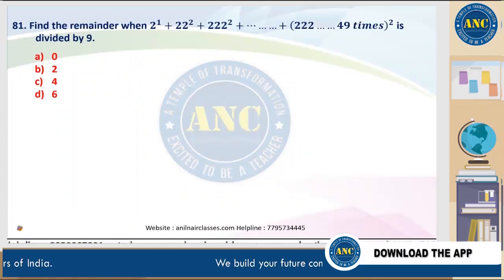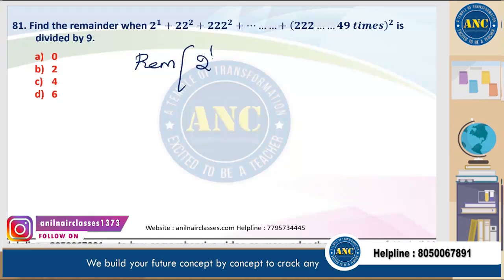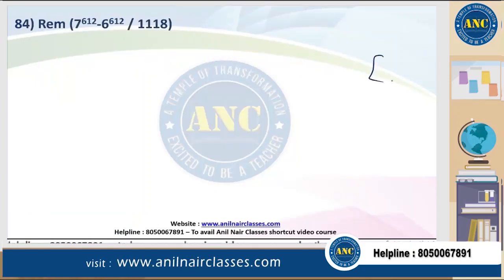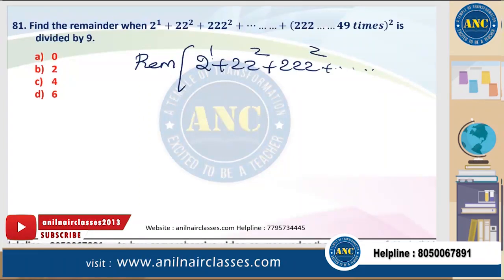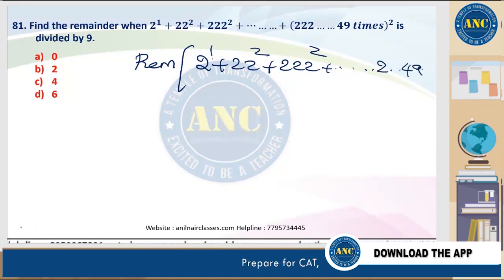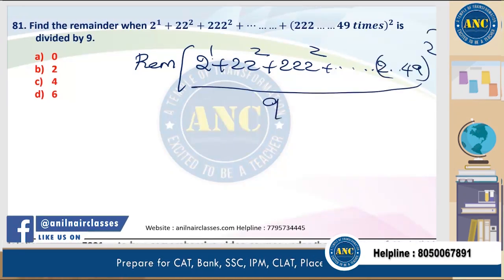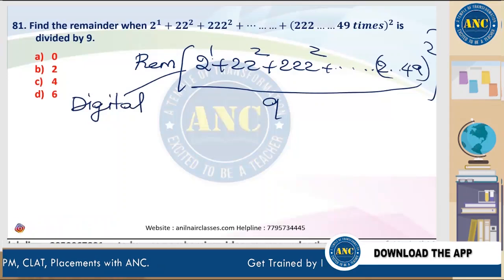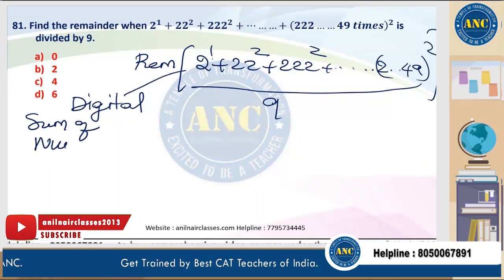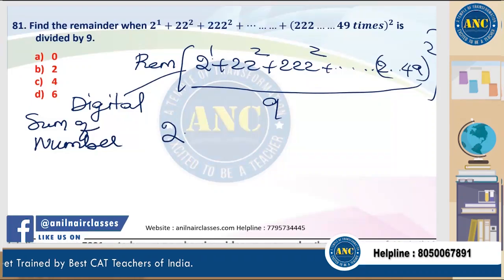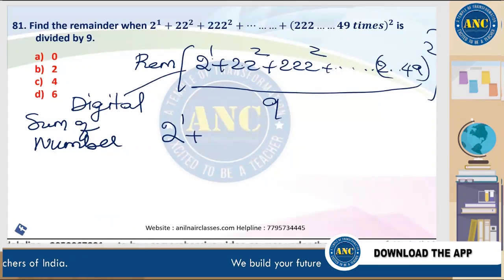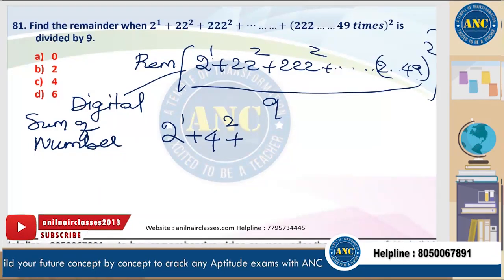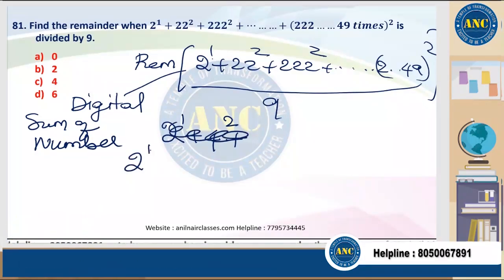Next one. So I think this is also a very easy question. Remainder when 2 power 1, 22 power 2, 222 power 2, and so on, with 2 written 49 times, whole square, is divided by 9. 9 is nothing but the digital sum of this number. What do you mean by digital sum? Sum of the digits. Or you take 2 common, you will easily get the answer.